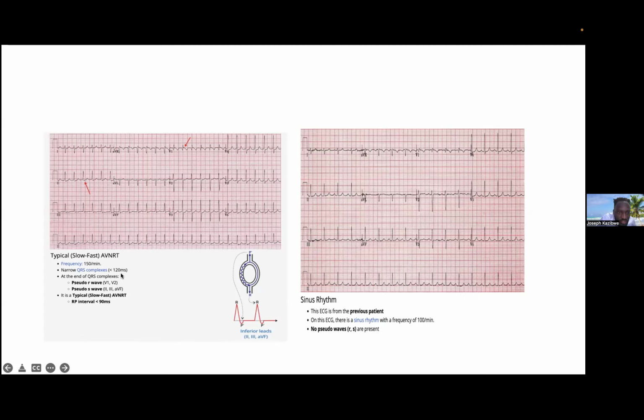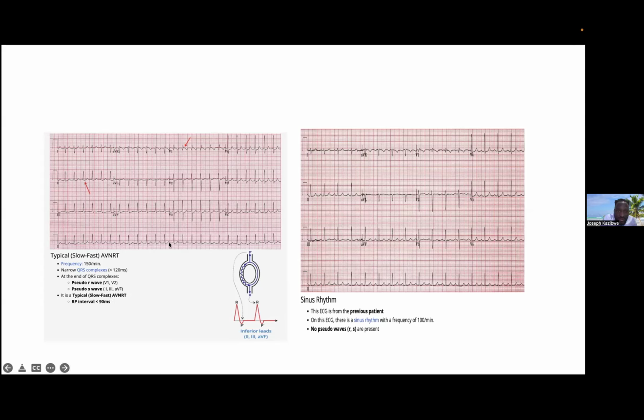And again, we talked about the pseudo R wave in V1. So if you look at V1 in sinus rhythm, you need to compare it to V1 in the tachycardia, and most times you can convince yourself that you can see the pseudo R wave. So things to remember here: when you have narrow complex tachycardias, there's a high likelihood they are AVNRT. The typical one is the slow-fast pathway. We've looked at the mechanism. If you compare sinus and tachycardia rhythms, you can pick out those ones.